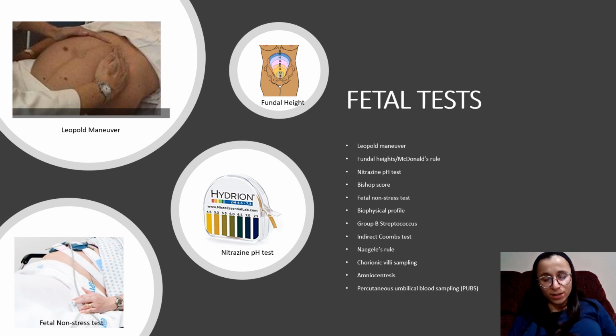PUBS, which is percutaneous umbilical blood sampling, is done in the 3rd trimester. Basically they puncture the umbilical vessels with a needle and get the fetal red blood cells, and they want to see if there are problems happening from the blood interacting. So those are all the tests you have to know that they do during pregnancy.